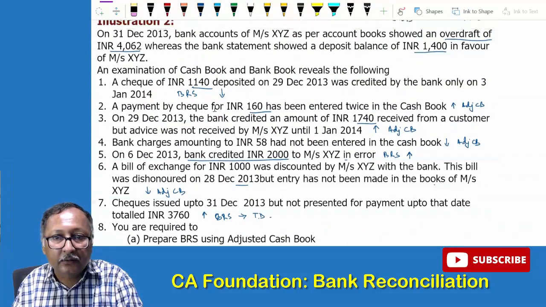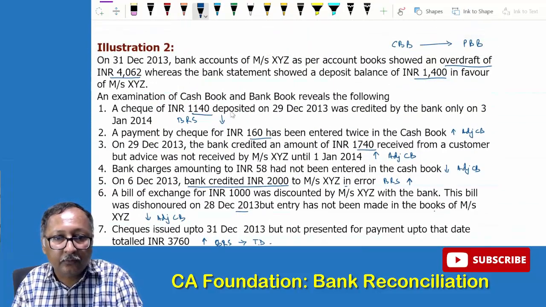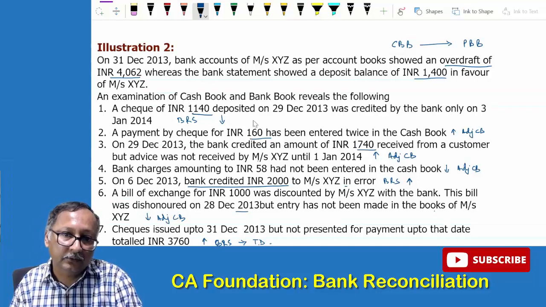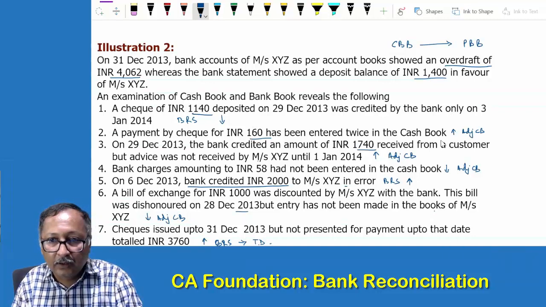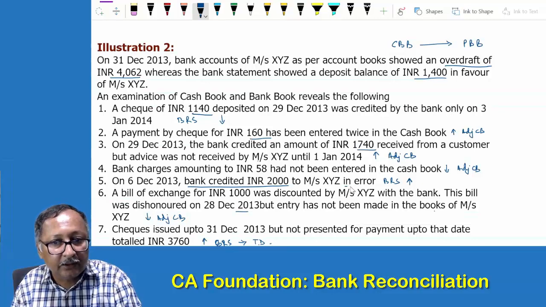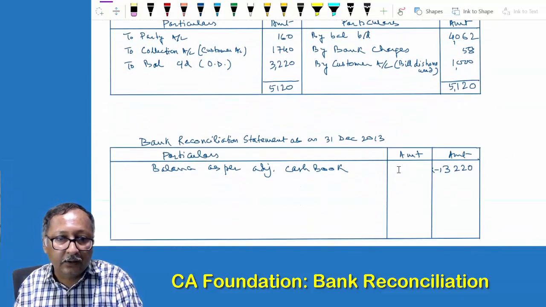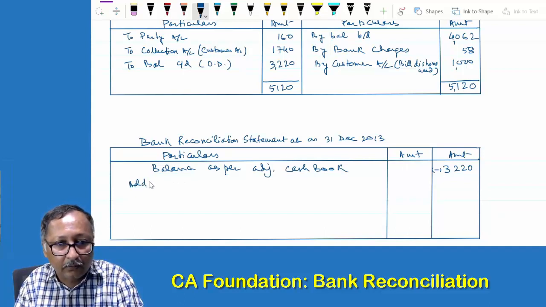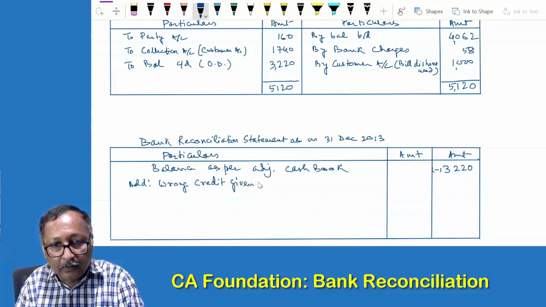Now we'll see what the BRS items are. A check of rupees 1140 deposited was credited by the bank only on 3rd. So this has to be reduced because the bank balance is reduced. And then one more BRS entry we have mentioned here. On 6th December, the bank credited rupees 2000 to Messrs XYZ in error. The bank has credited. We need to take this entry. So we'll take this in the addition first. Wrong credit given by the bank, 2000 rupees.